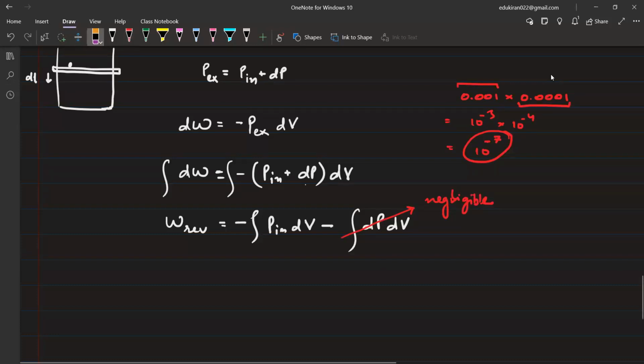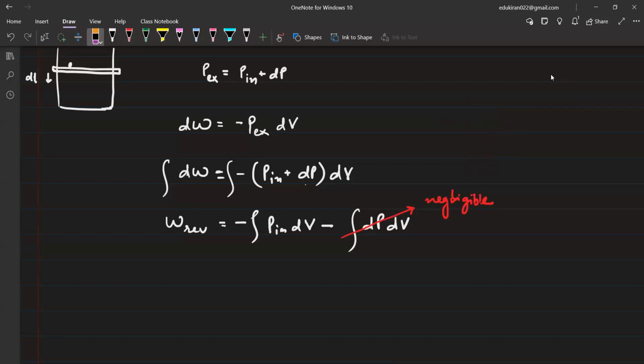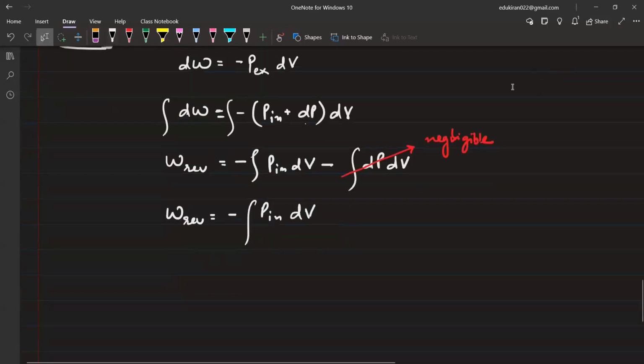Is this understood? Yes or no? Please tell me. All of you understood why we are neglecting it? Okay, very good. That means the W reversible that we are talking about will be only equal to minus the integration of P internal into dV.